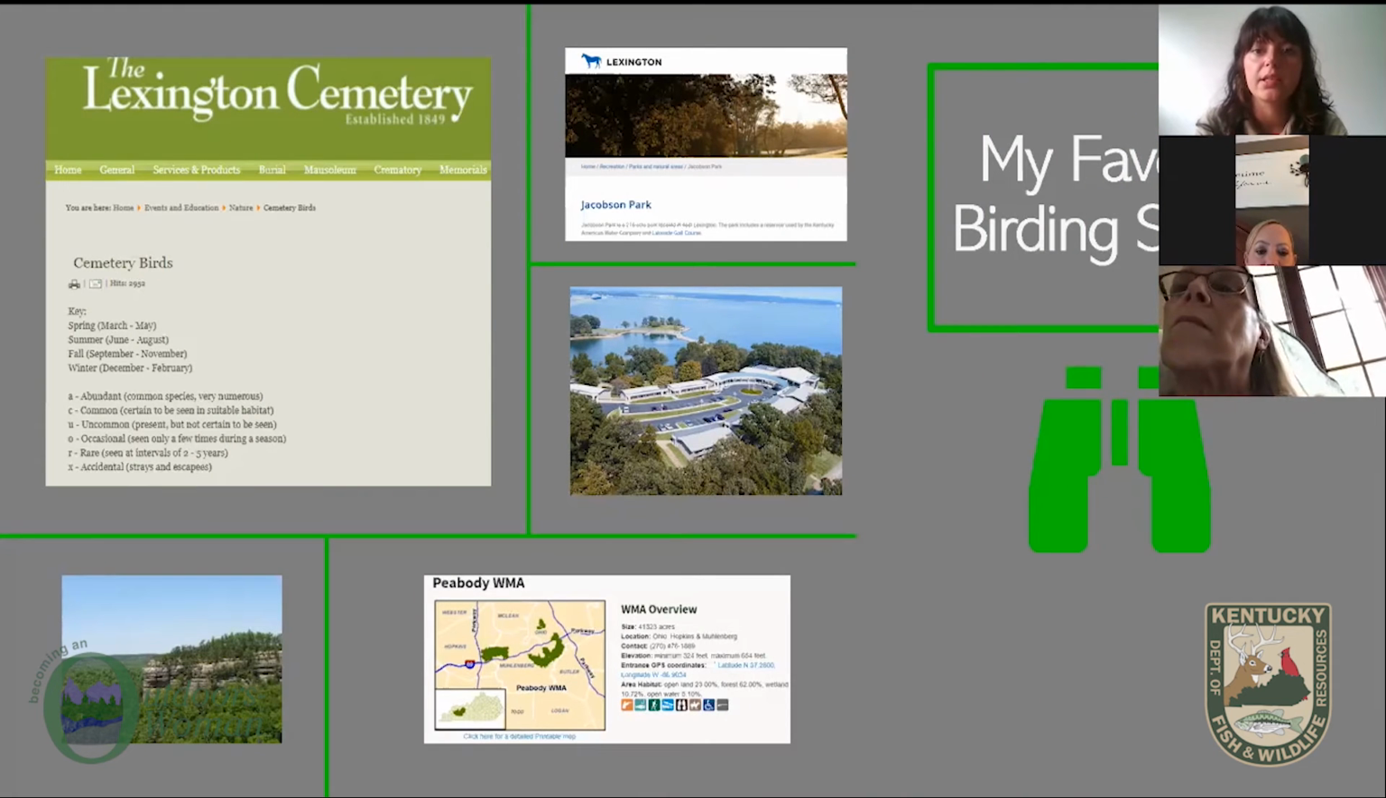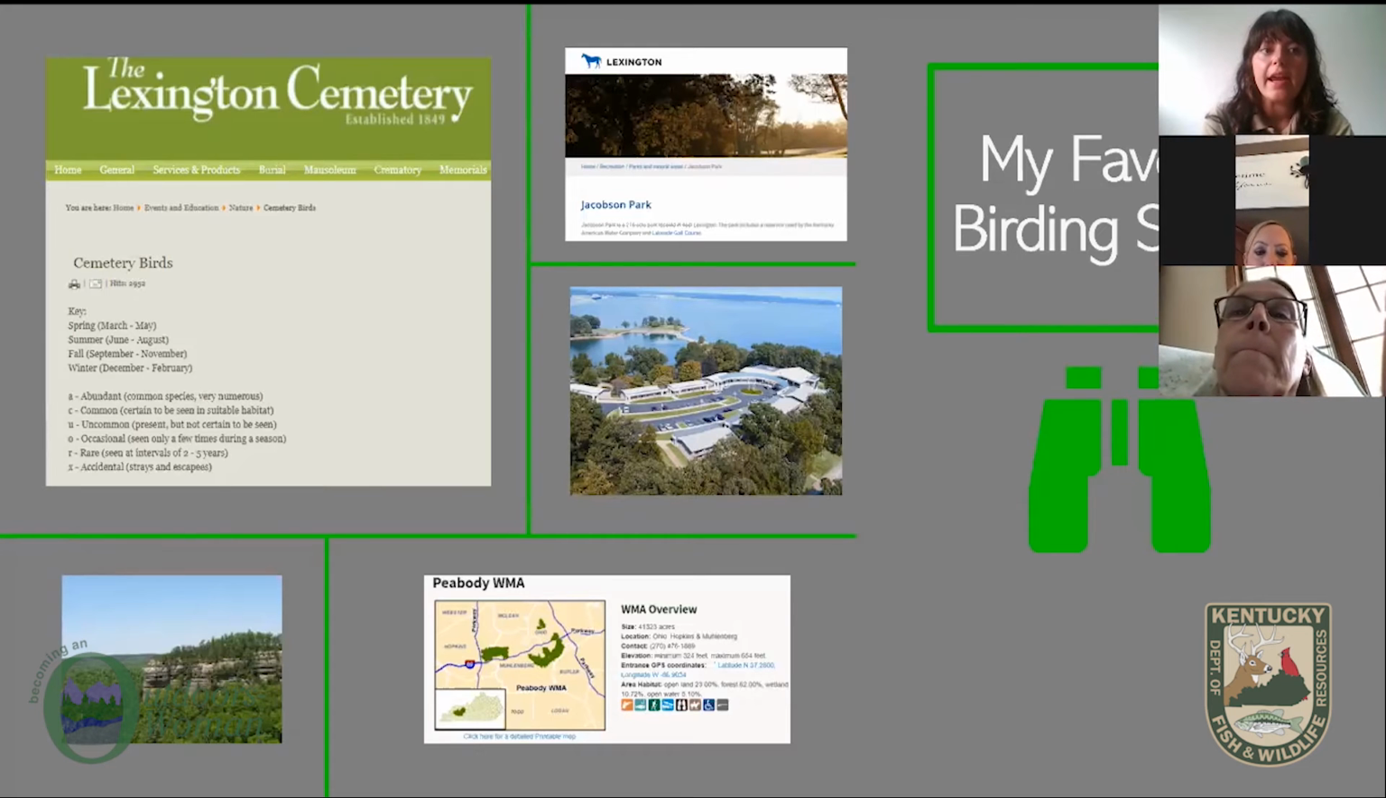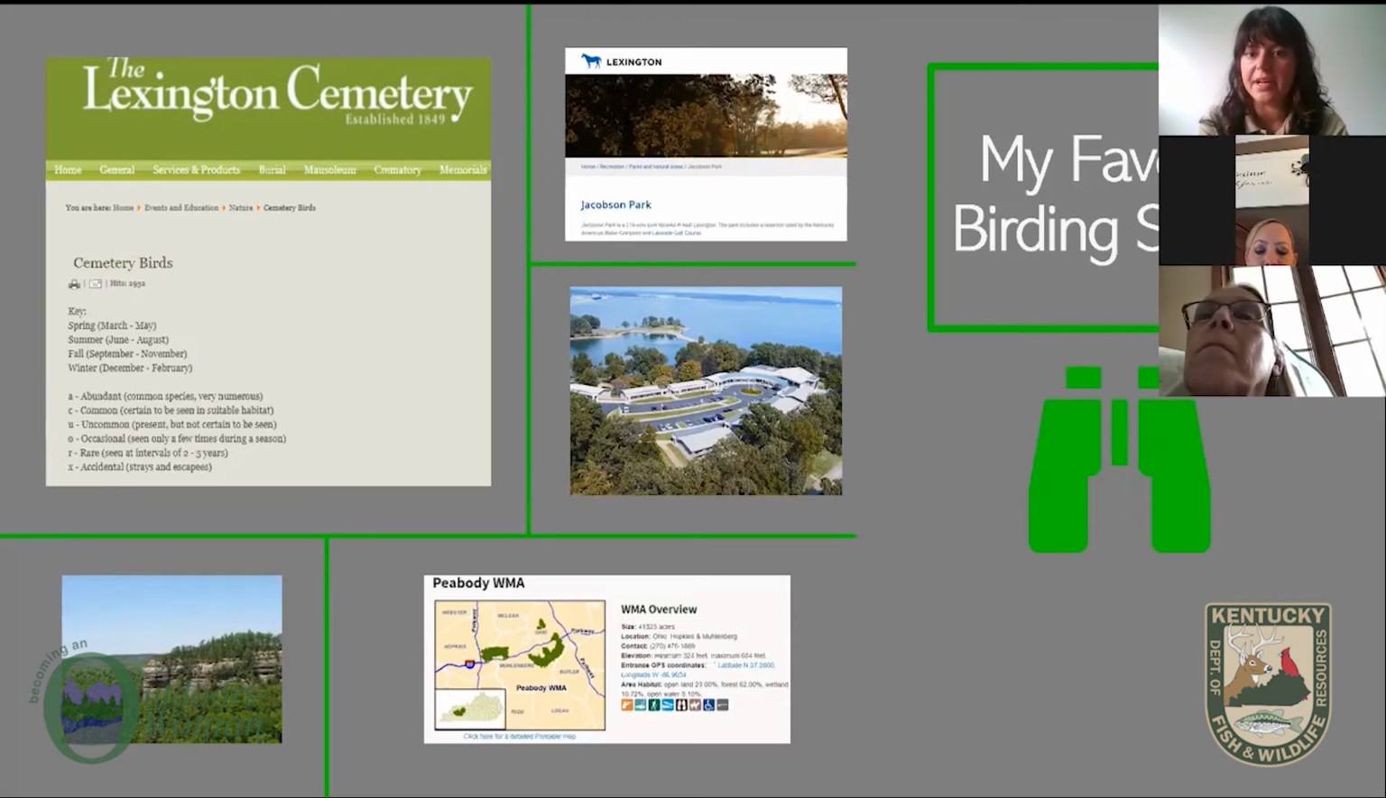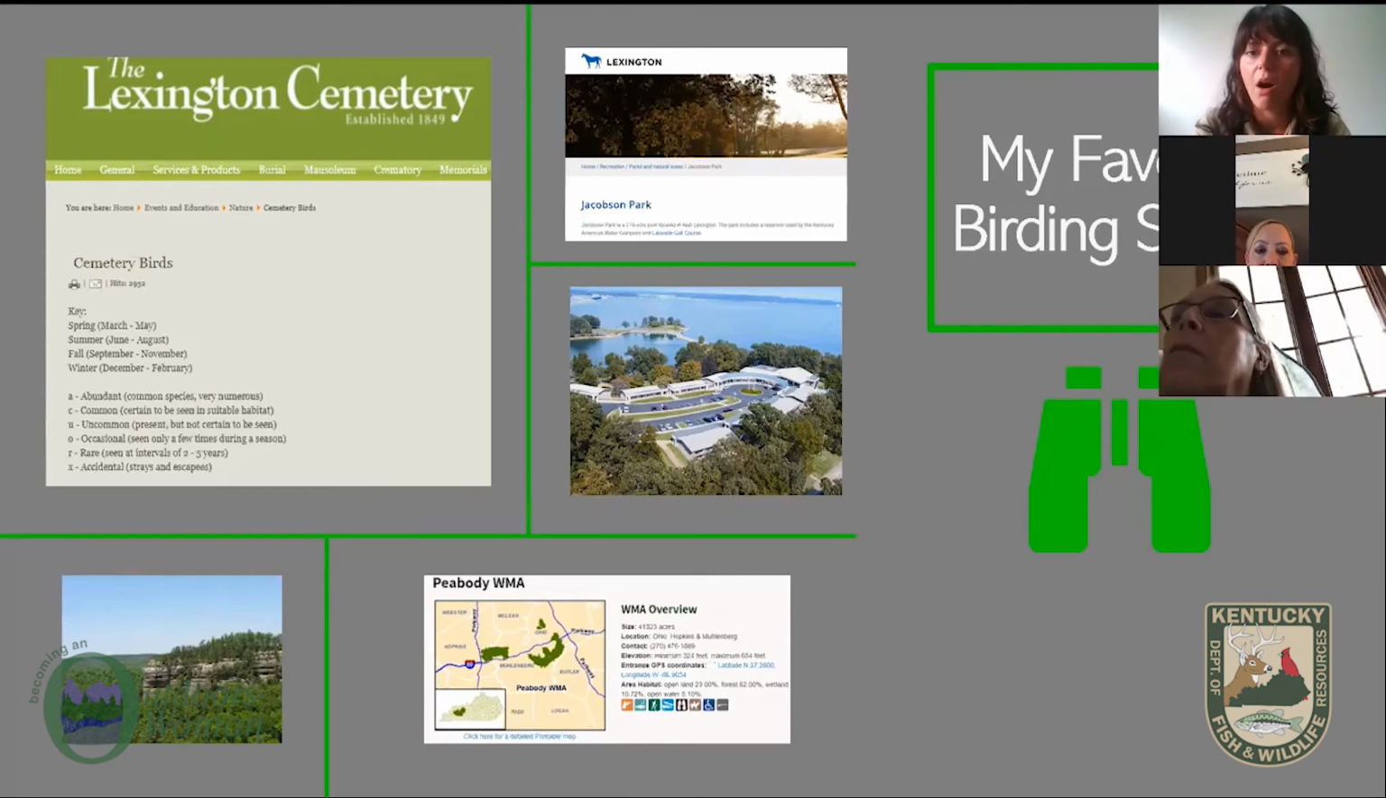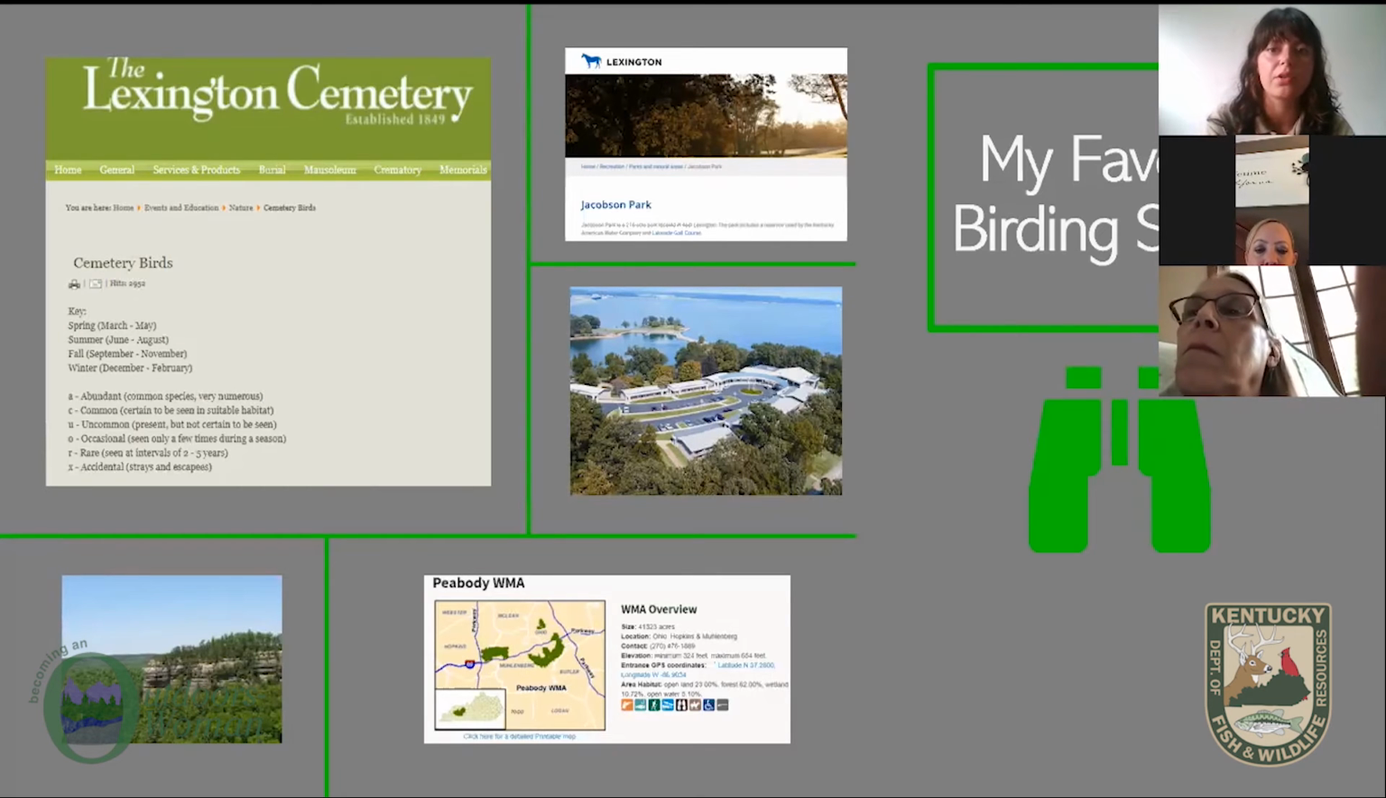So the first one is the Lexington Cemetery. It sounds weird because it's a cemetery, but they are great about planting native species. They consider themselves an arboretum as well, I believe. And they have a whole tab on their website dedicated to people coming to bird at the cemetery, which is really cool. That was one of the first places I went to in college, and we saw so many species that I was shocked. That was where I saw my first barred owl.